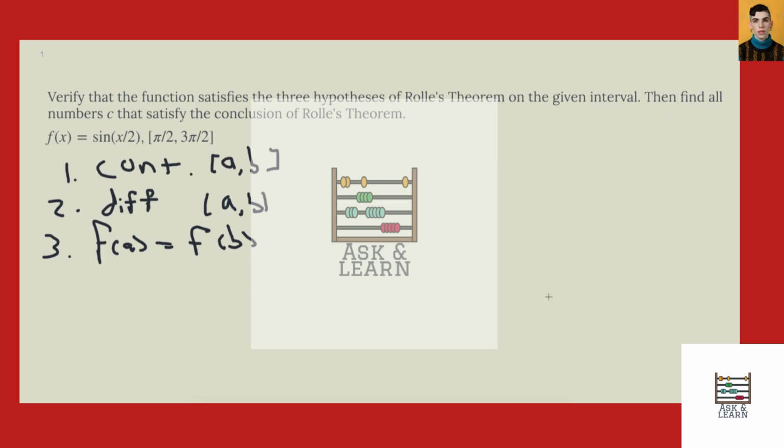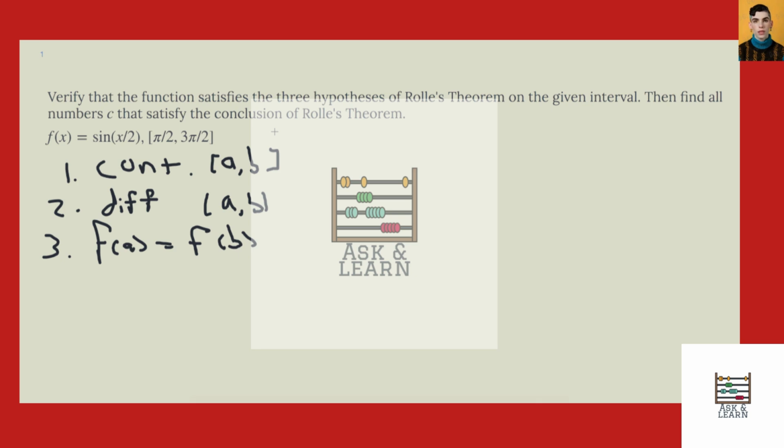All right, here we're being asked to verify that the function f satisfies the three hypotheses of Rolle's theorem on the given interval, and then we're being asked to find the numbers c that satisfy the conclusion of Rolle's theorem. So here the function is sine of x over 2 on the closed interval from pi over 2 to 3 pi over 2. And so now to recall, the three conditions of Rolle's theorem are continuity on the closed interval from a to b, differentiability on the open interval from a to b, and the endpoints must equal each other, so f of a equals f of b.